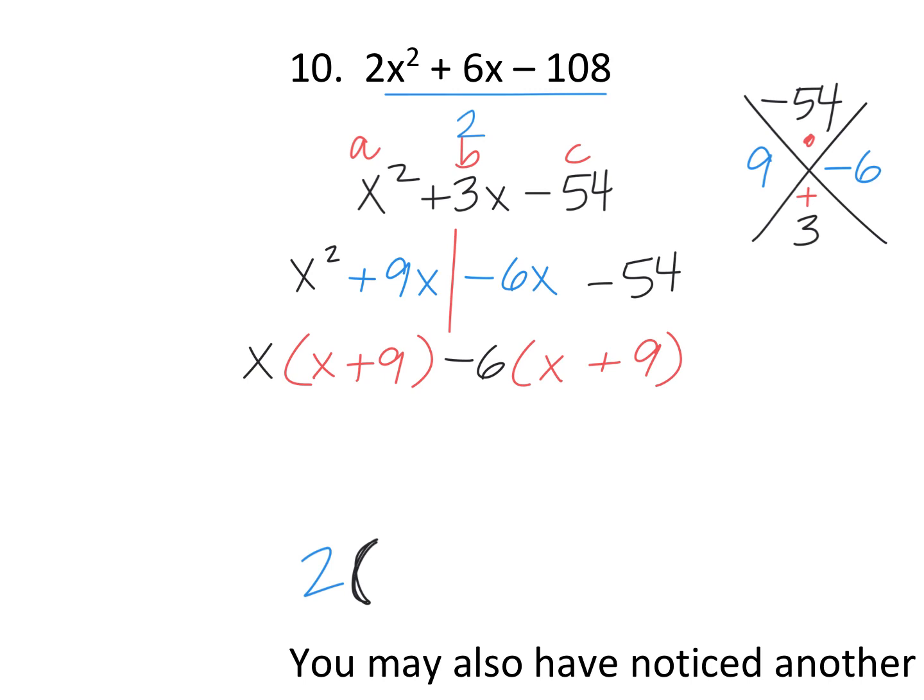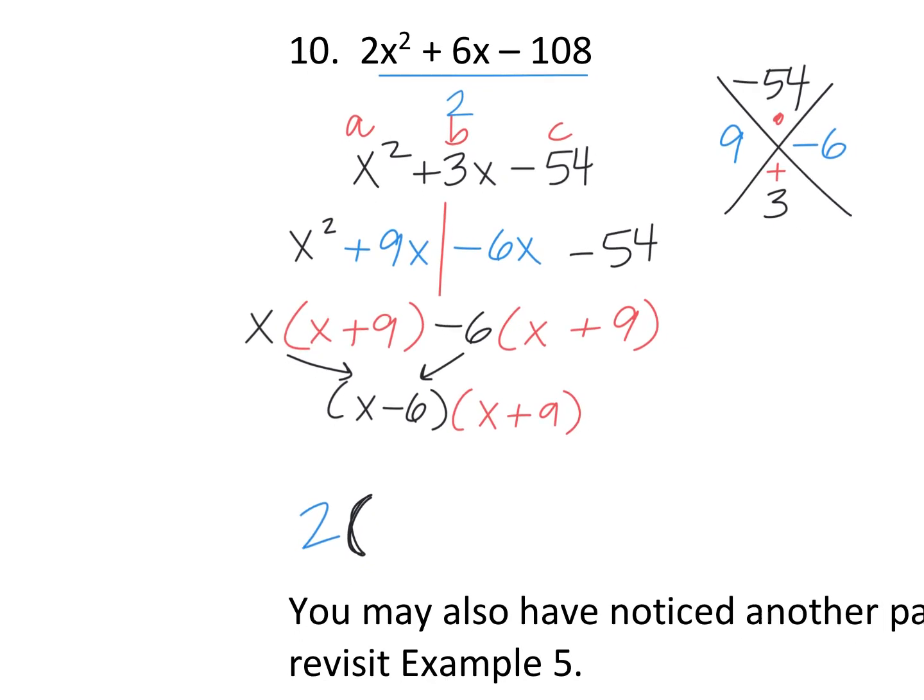At this point, we know that we're going to get 2 factors, right? These two go together, x minus 6, and then these two. And that's great, except that you had a 2 out in front, right? So your final answer is actually take those and then put them next to the 2. X minus 6 goes next to the 2, and then x plus 9. This is my final answer.